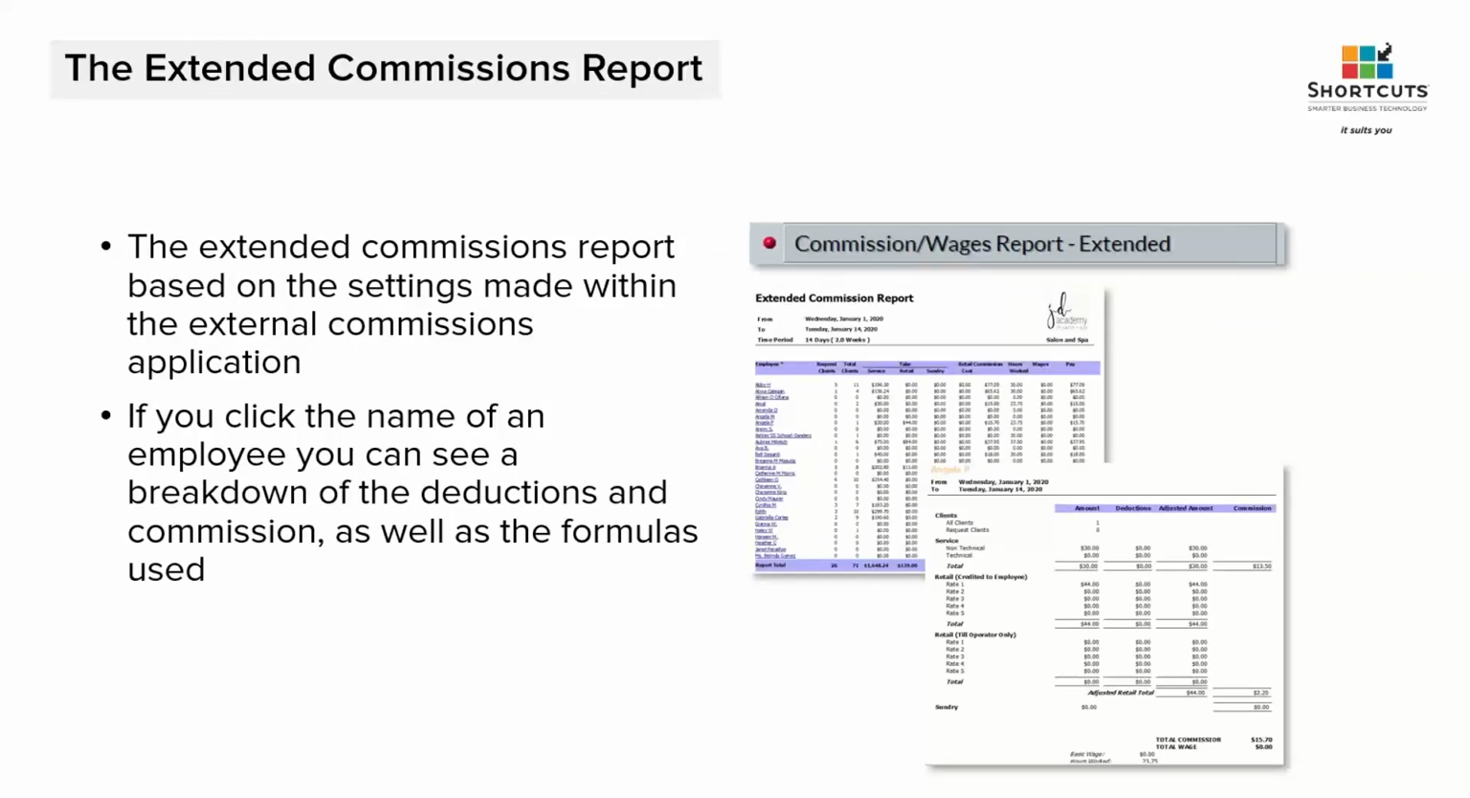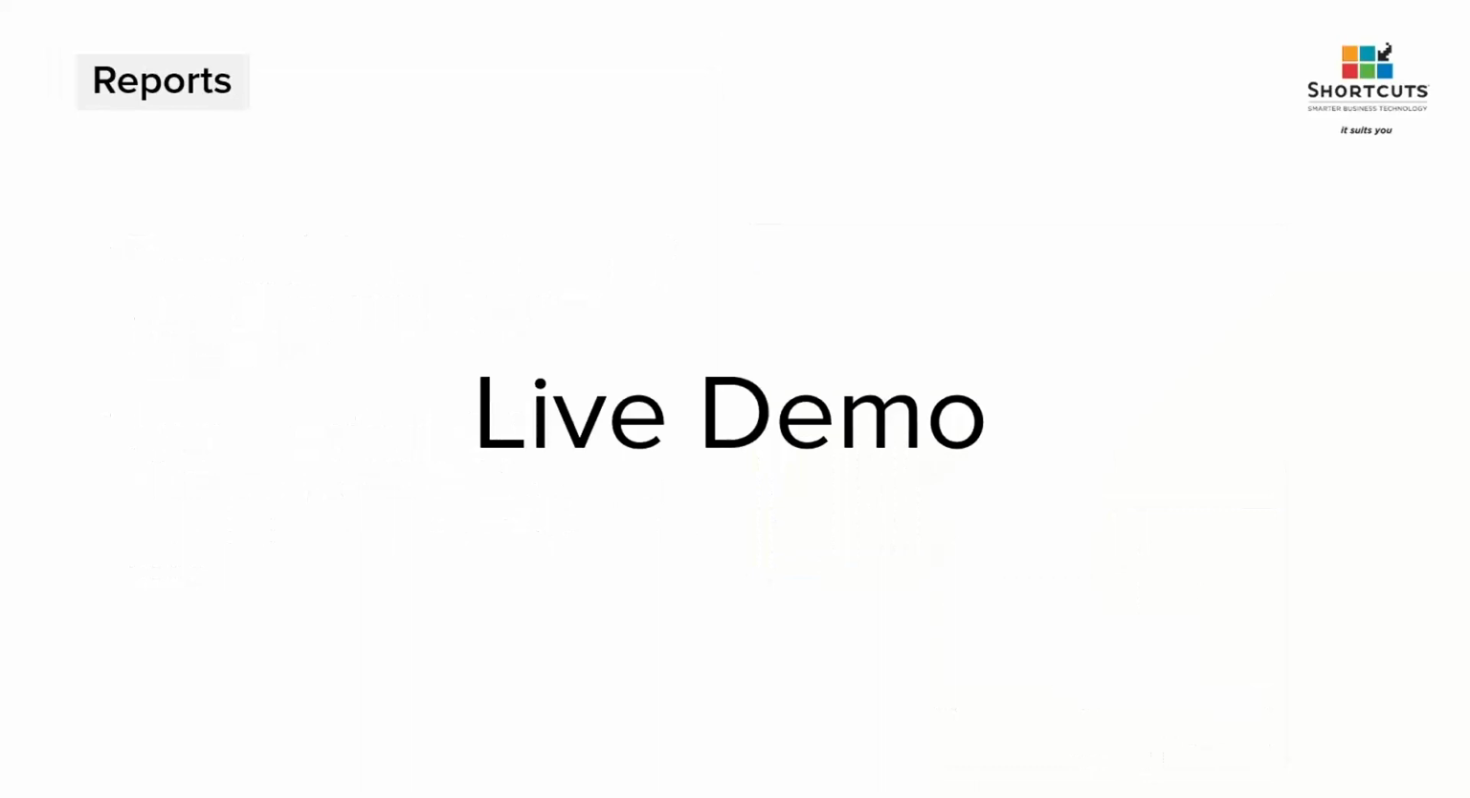So before we run the extended commissions report, the report that is associated with extended commissions is completely separate from the standard commission report in Shortcuts. You'll actually see commission/wages report dash extended. So you still have your original report that you can run in Shortcuts, or you can run the extended report, which includes all of the features that I've been talking about. They'll be reflected in the report, they'll be reflected in the numbers, and it will even show you a breakdown if you want to see where the deductions are and how much those were. So let's actually look at it in real time. I'm going to get out of the presentation.